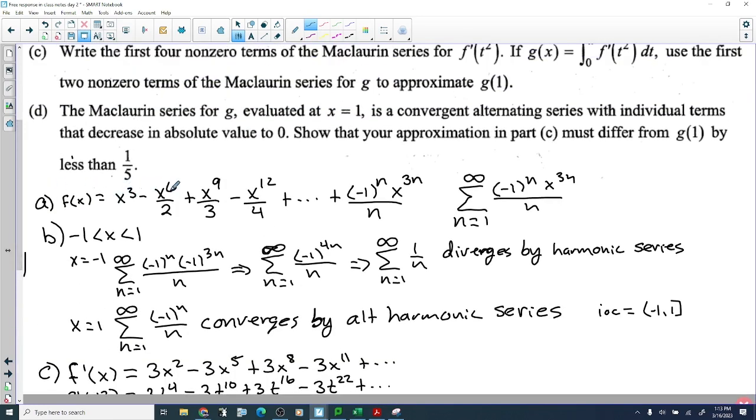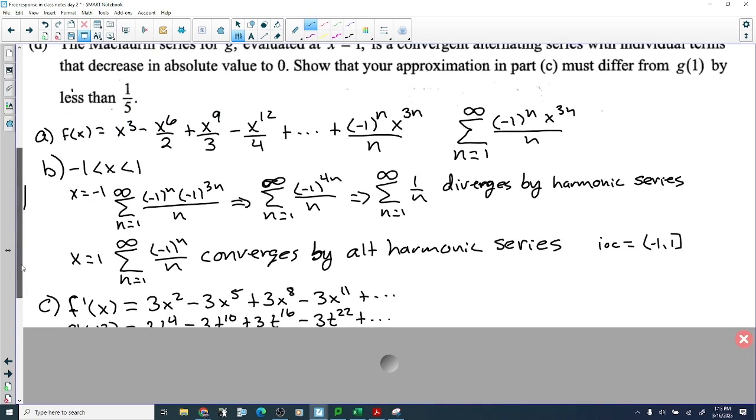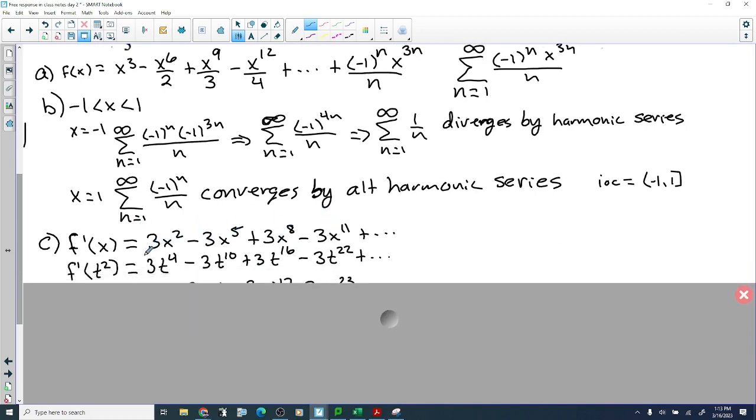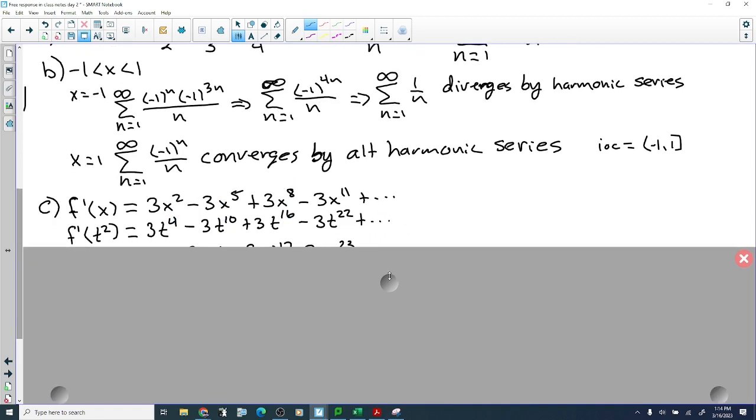That's there. So f prime is the derivative of this right here. So 3x squared, 3x to the 5th, 3x to the 8th, 3x to the 11th. Interesting. Look, all of those are 3's. So then we're going to plug in t squared for all the x's. That becomes t to the 4th, t to the 10th, t to the 16th, t to the 22nd.